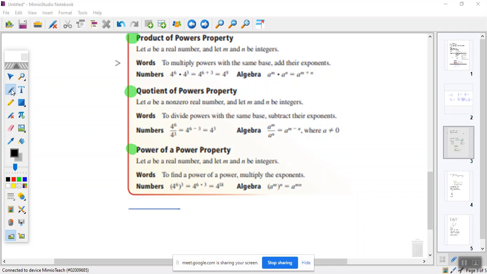I love it. All right, let's talk about this one right here. We'll put some examples down. We'll try some together. It says product of powers property. First of all, it says let A be what kind of a number? Yeah, real. We're not talking about imaginary numbers yet.